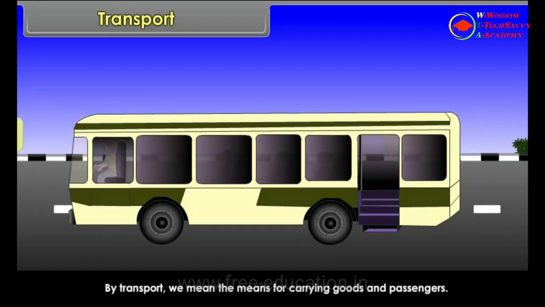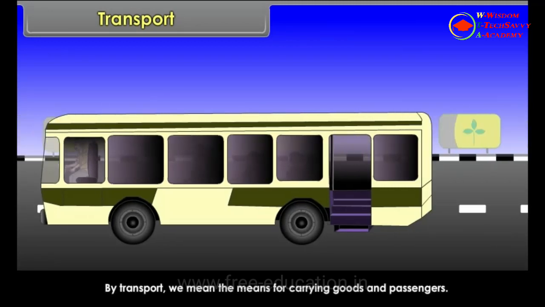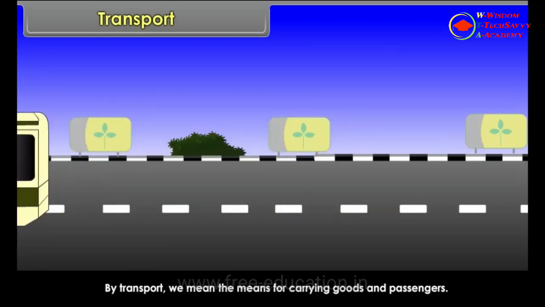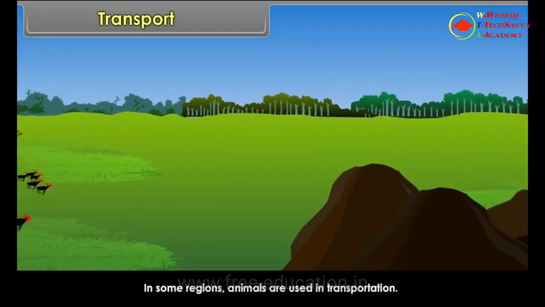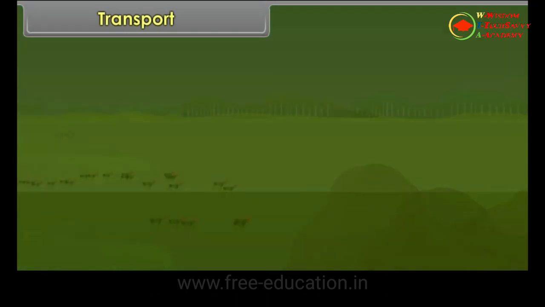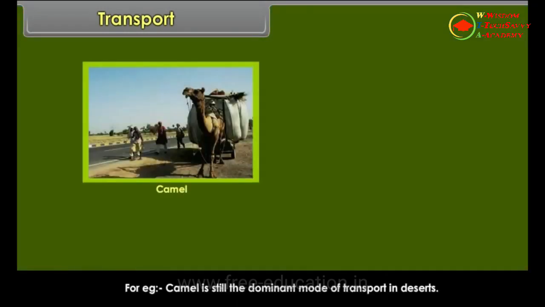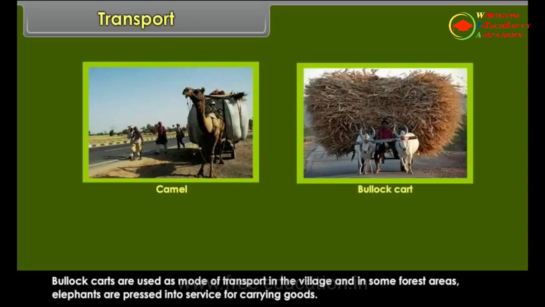By transport, we mean the means for carrying goods and passengers. In some regions, animals are used in transportation. For example, camel is still the dominant mode of transport in deserts. Bullock carts are used as mode of transport in the village. And in some forest areas, elephants are pressed into service for carrying goods.